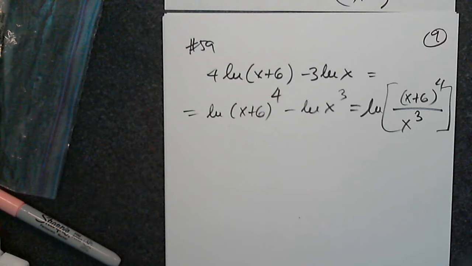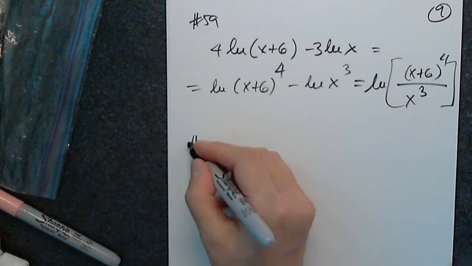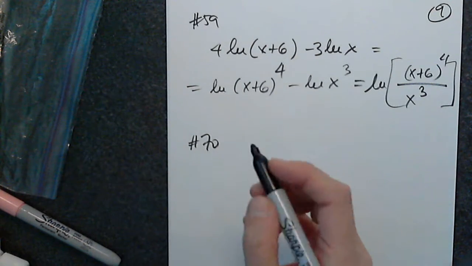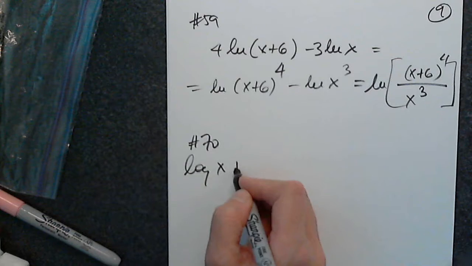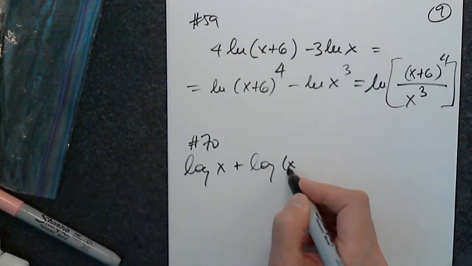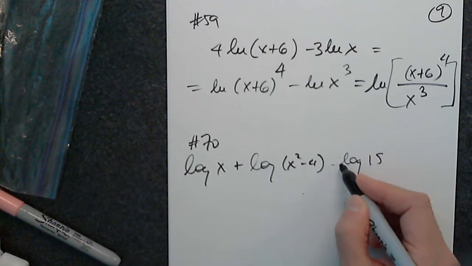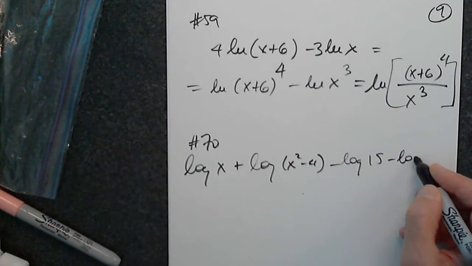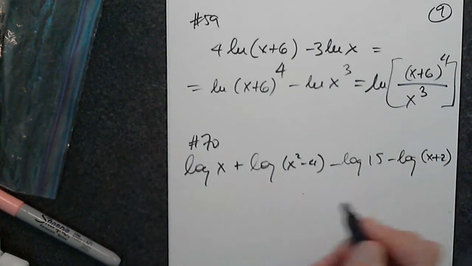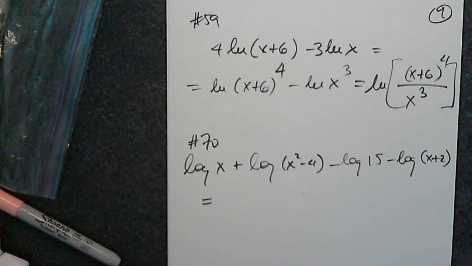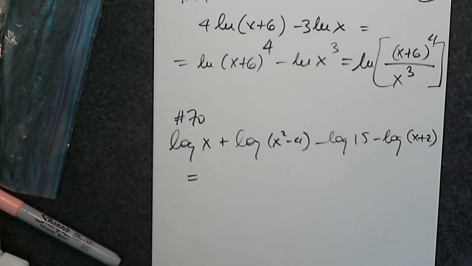Okay. So let's look at one more, unless you want more. 70: log x plus log x squared minus 4 minus log 15 minus log applied to x plus 2. Let's see how you do. 1 minute. Let's work on this.